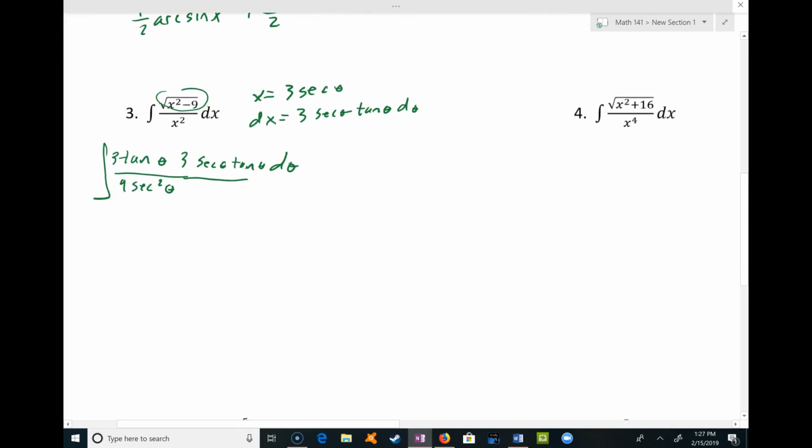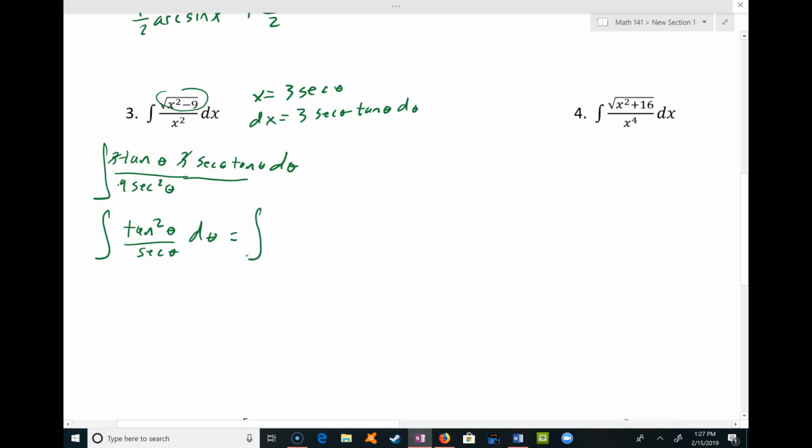Okay, so one of the secants cancels with one of the secants below, and the tangents combine, and actually the 3 and the 3 cancel out the 9. So I end up with tangent squared theta on top and secant theta on the bottom, d theta. And that's not very nice. It would be nice if it was the other way around, wouldn't it? If we had tangent on the bottom, secant squared on the top, then it'd be a du over u. But we don't have that, so let's change everything to sine and cosine.